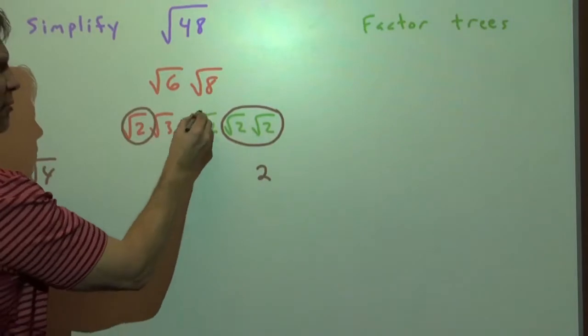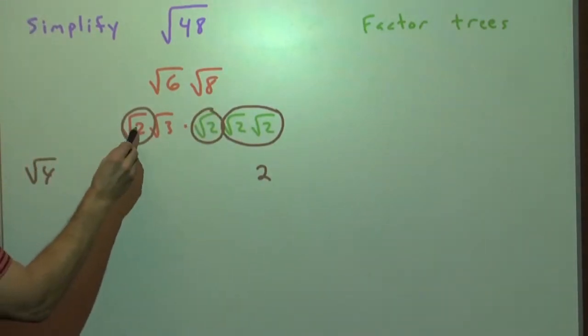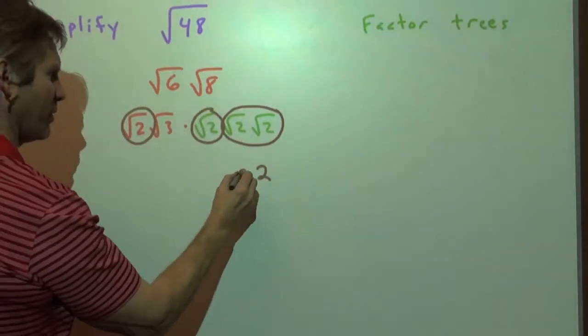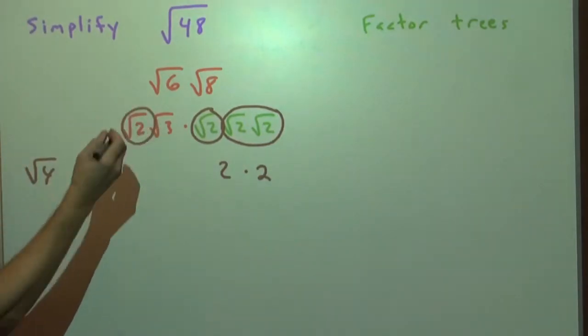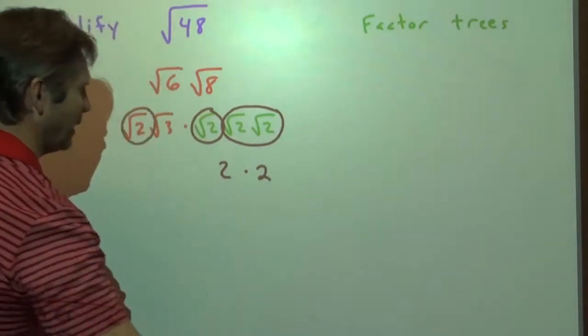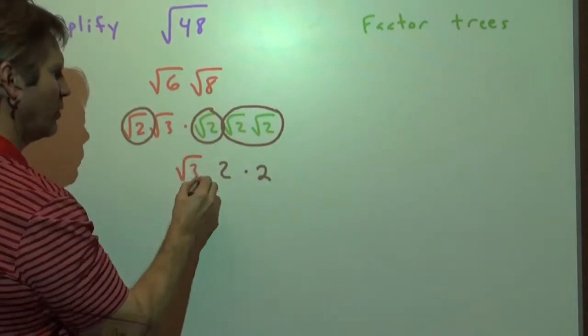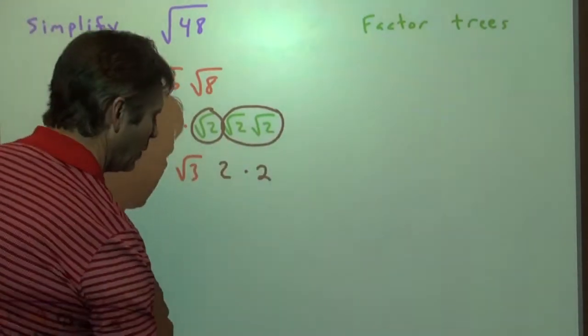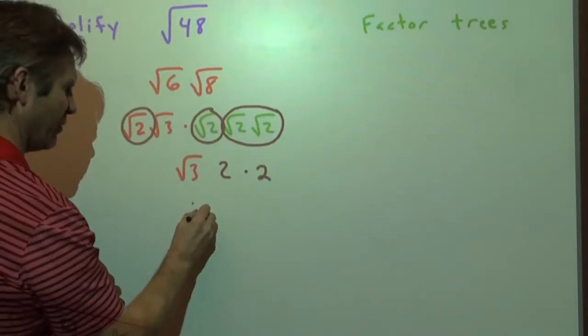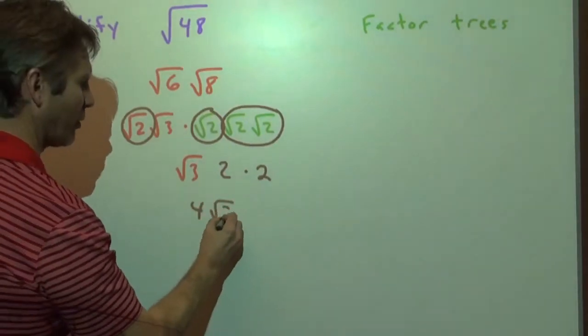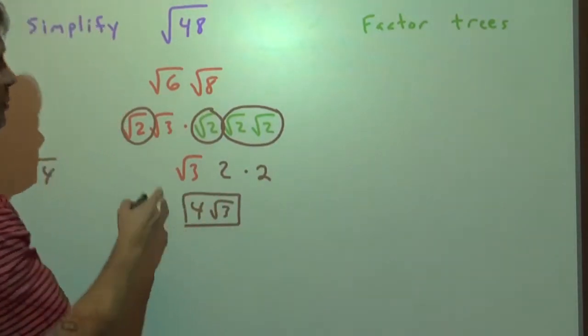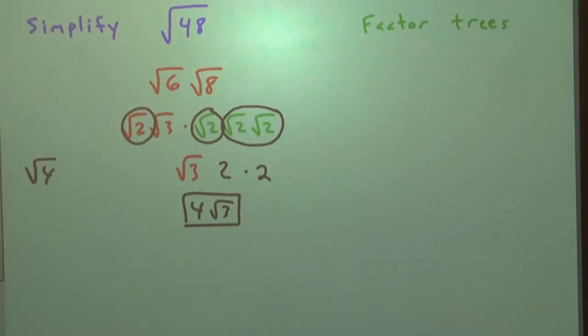We have another pair of radical 2's. So radical 2 times radical 2 would also give us 2. And then we have a radical 3 that's kind of stranded. We tend to put that at the end, but we can put it here. So in the end, let's clean this up. We have 2 times 2, which is 4, times a radical 3. So this would be the simplified version of radical 48.